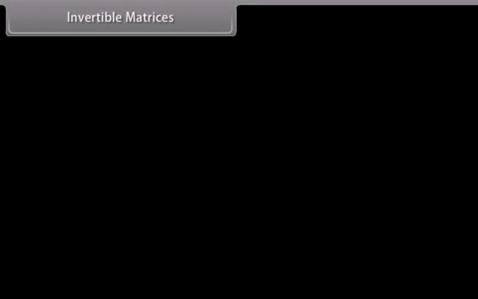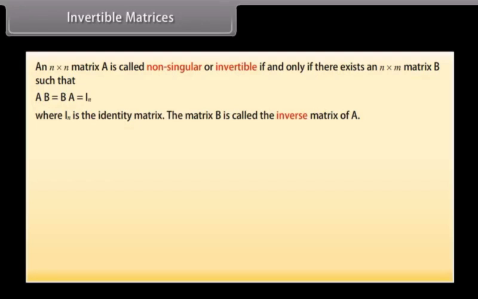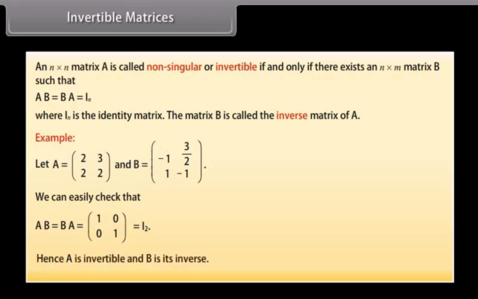Invertible matrices. An n by n matrix A is called non-singular or invertible if and only if there exists an n by n matrix B such that AB is equal to BA is equal to I sub n, where I sub n is the identity matrix. The matrix B is called the inverse matrix of A. Look at this example. Here A and B are given. We can easily check that AB is equal to BA is equal to the identity matrix. Hence A is invertible and B is its inverse.